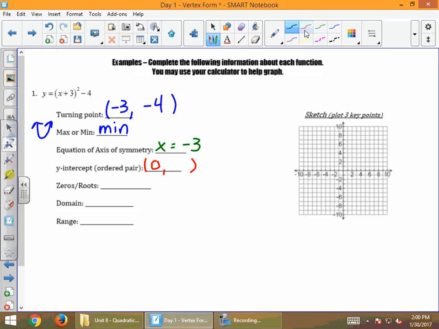To find the y-intercept when it's written in vertex form, you just take 0 and plug it in for x. So when we do that, what's 0 plus 3? And then what's 9 squared minus 4? 5. So our y-intercept is 0, 5. When it's written in vertex form, you just have to plug 0 in for x. You cannot use that shortcut of, oh, it's just the back number. That doesn't work because it's not written in standard form. You can write it in standard form and then look at the back number, but that's a lot more work.